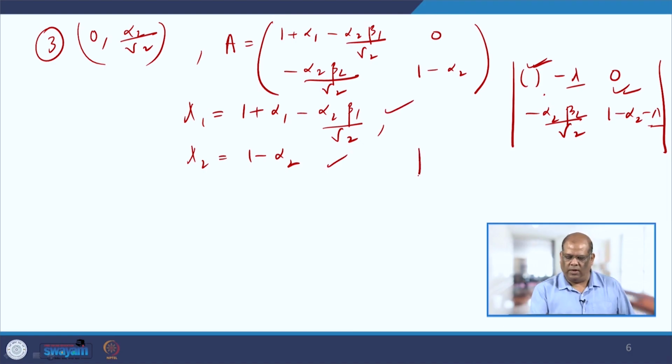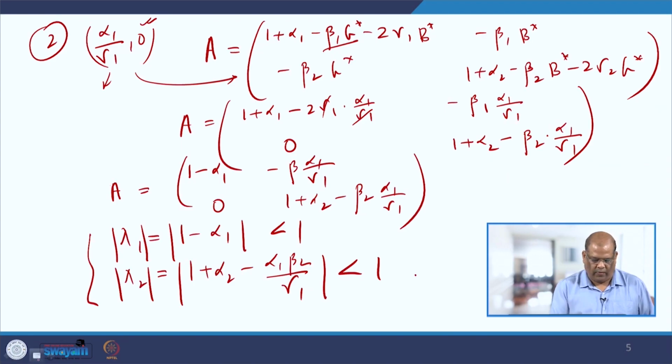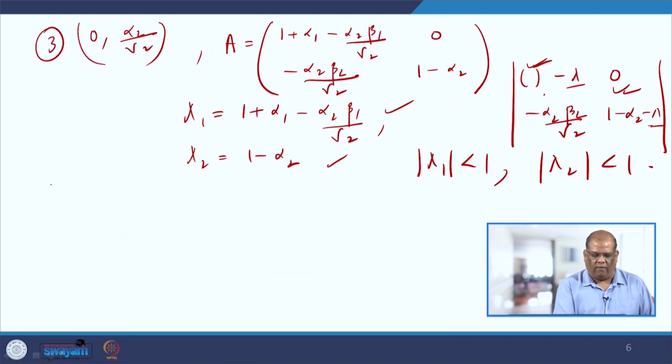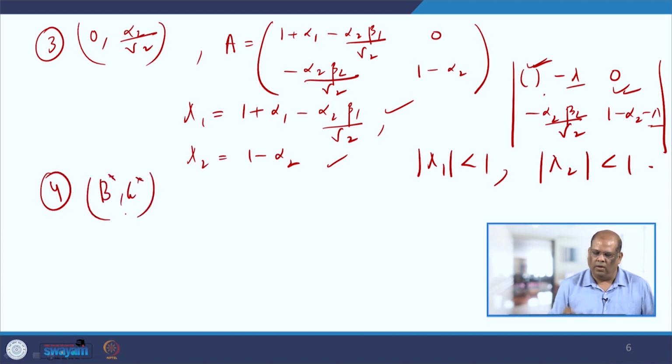And this system will be stable if the modulus of lambda 1 is less than 1 and the modulus of lambda 2 is less than 1, just like the previous case. And the final one, B star and G star. These are quite complicated values, you can do it on your own. You substitute them in place of B star and G star, and whatever eigenvalues you get, the modulus of that must be less than 1. This I leave to you for your calculations.